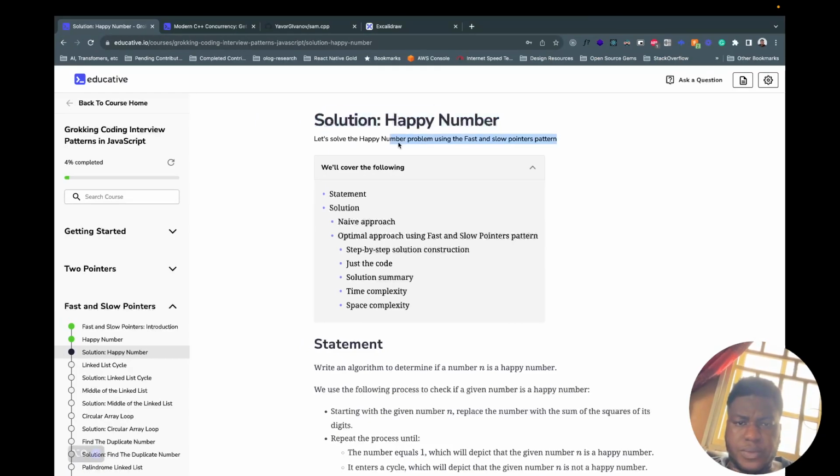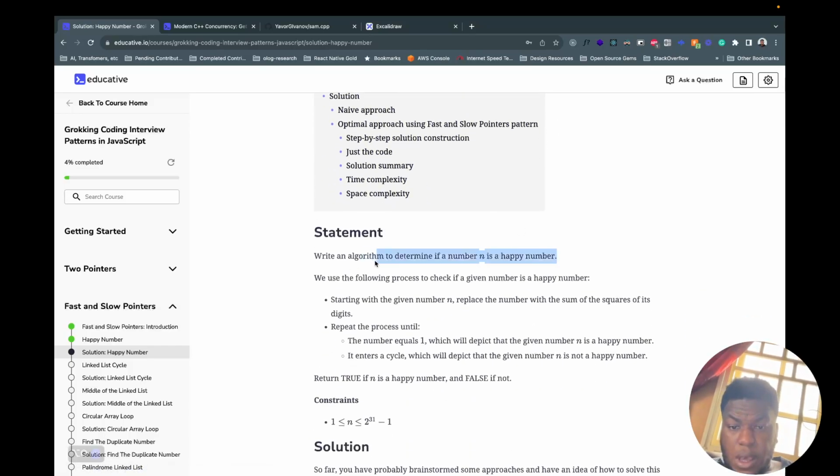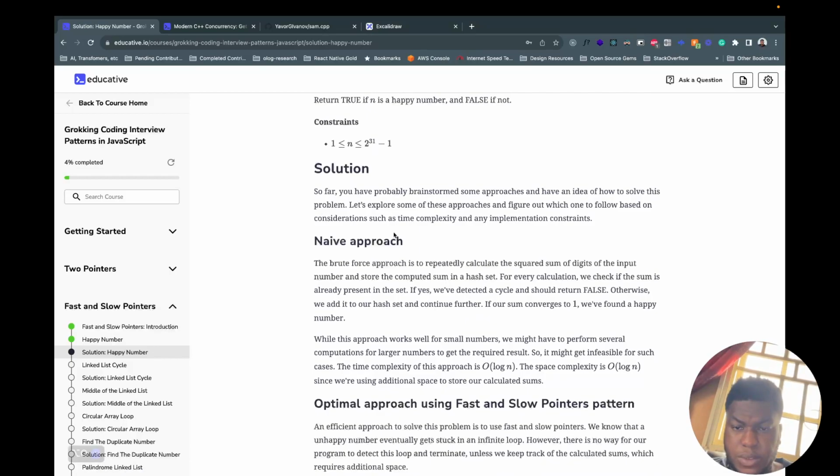Solution, happy number. Statement, solution, naive approach, optimized approach, step by step. That's lots of stuff. I know this. A solution. What's a naive approach?